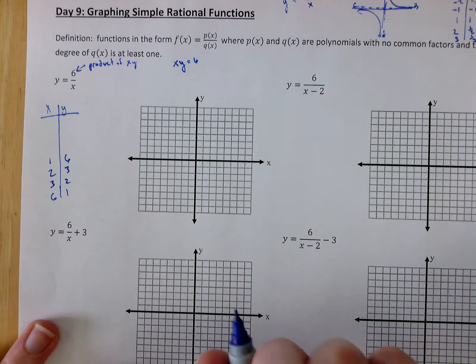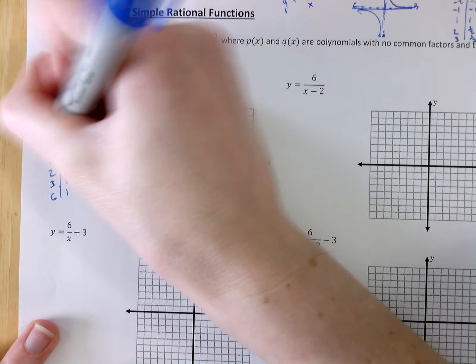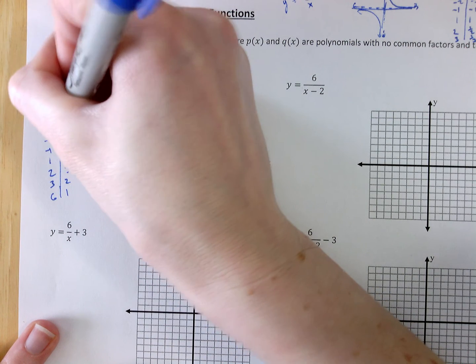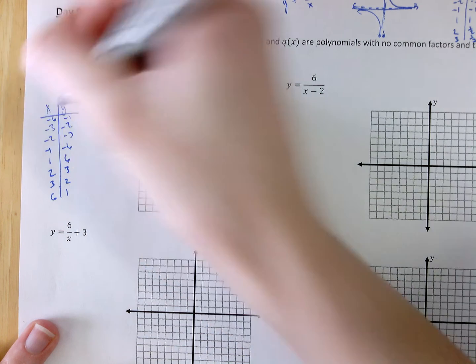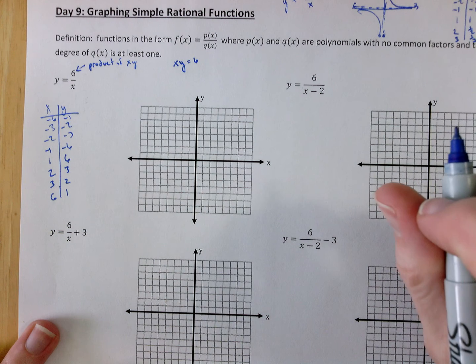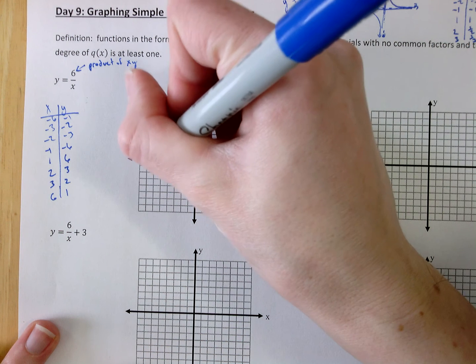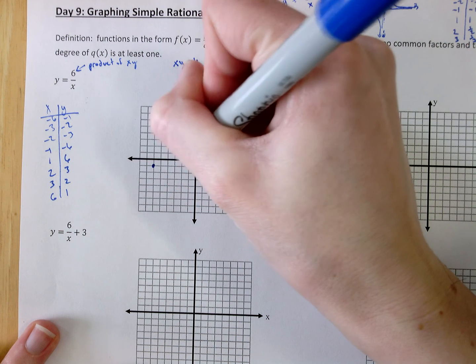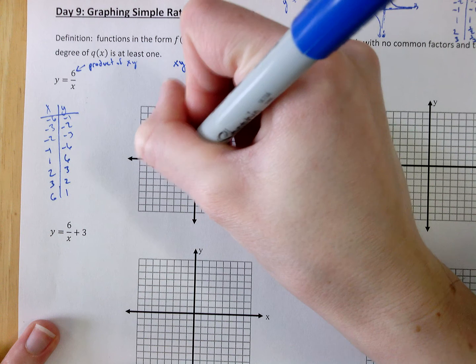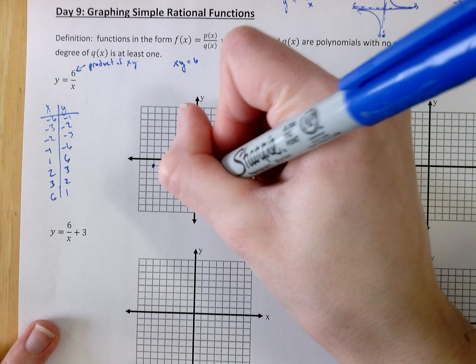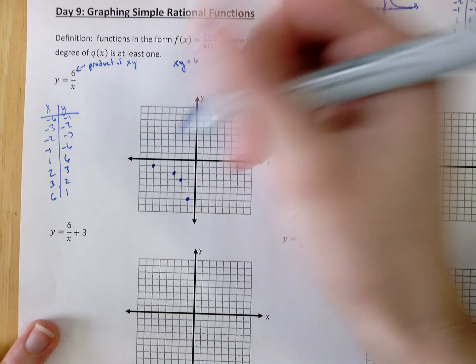I'm just picking the easy ones. And on the negative side, -1 and -6, -2, -3, -3, -2, -6, -1. Okay, so that is my table of values. And then when I go to plot these points, here's -6, -1, -3, -2, -2, -3, -1, -6.